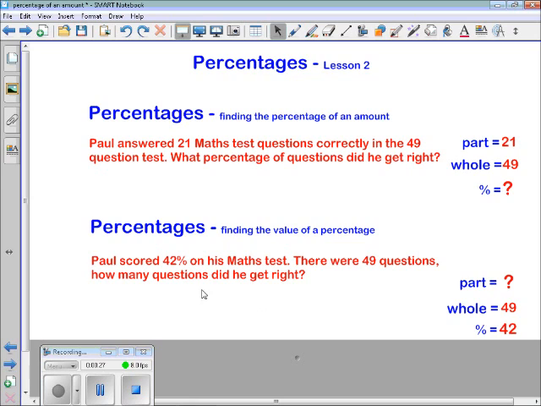As usual, let's find the maths in this question. Okay, now do we have the part? I don't see the part there. Do we have the whole? Well, the whole again is 49 questions, and he scored 42%. So we have the whole and the percentage. This time we're looking for the part. That's how many questions did he get right. That's the part.